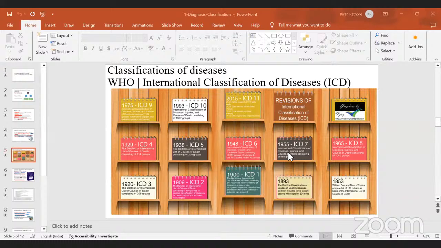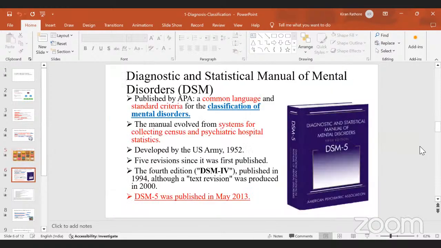So WHO produces it and is responsible for ICD. Understand? Within each category there are specific subcategories, and the diseases belonging to those categories are introduced in ICD. Then comes our DSM.